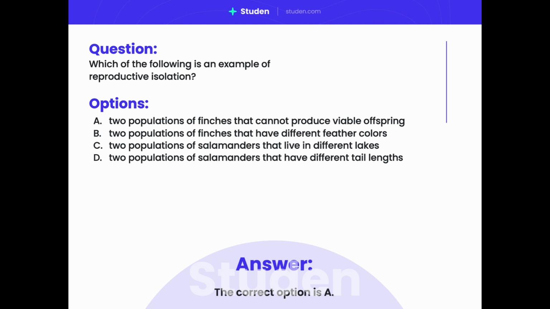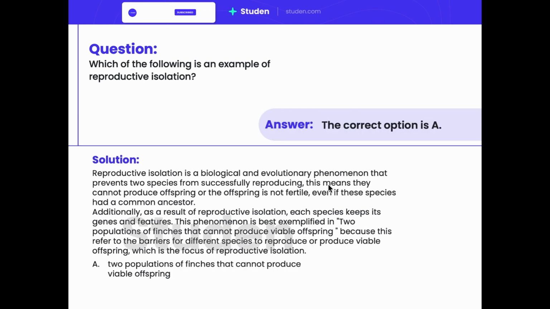So should we get the answer? The answer is option A, the first one. This is the correct one, as you can see. So it's about two populations of finches that cannot produce viable offspring. So let's take a look at some explanation of that, or at our solution to this question.